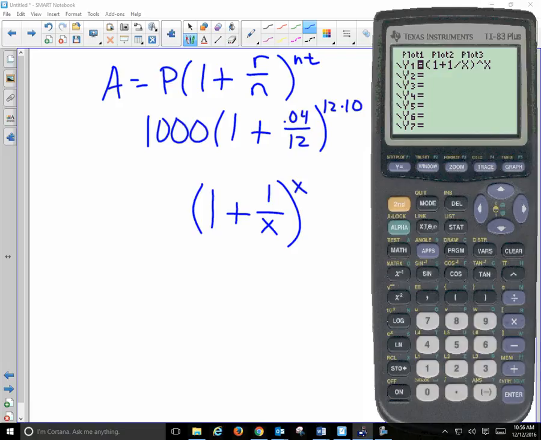So what I'm going to do is I'm going to go to my table, and I'm just going to compound it once. So it'll be 1 plus 1 to the 1 power, which is just 2, right? Suppose I'm going to compound it semi-annually. How often would that be? Twice. 2.25. How about quarterly? Monthly? Weekly? Daily.